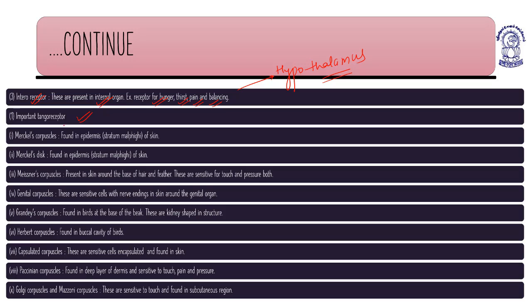There are some tangoreceptors whose names you have to learn. Merkel's corpuscles are found in the epidermis, stratum malpighi of the skin. Merkel's corpuscle is a tangoreceptor which responds to touch and pressure.